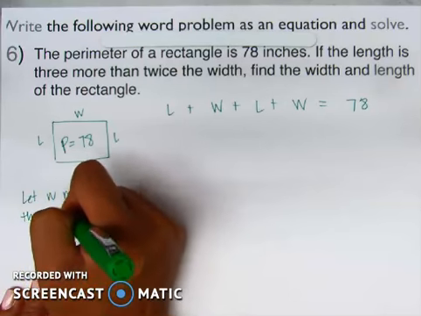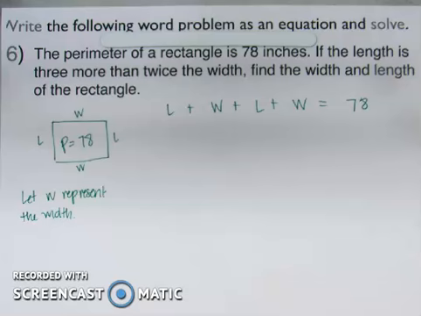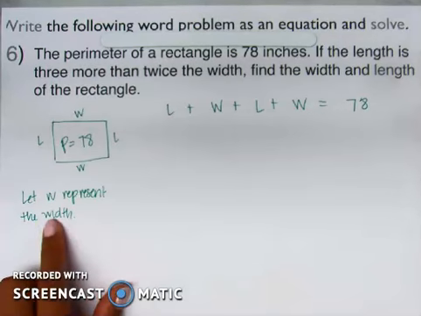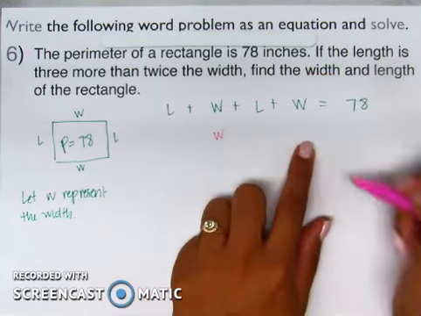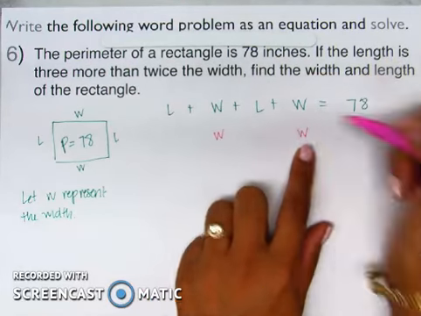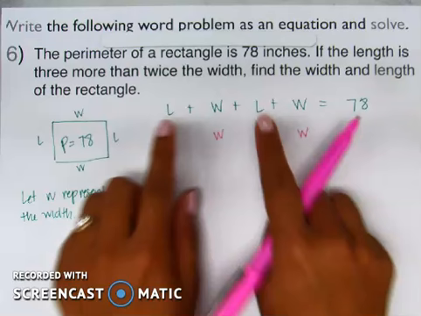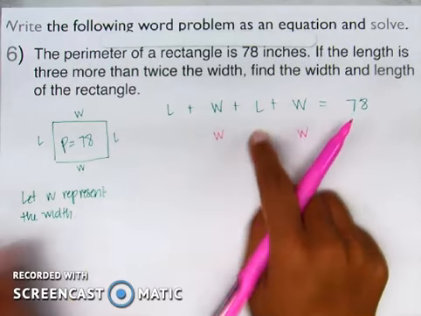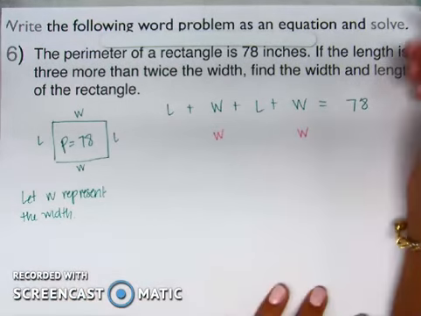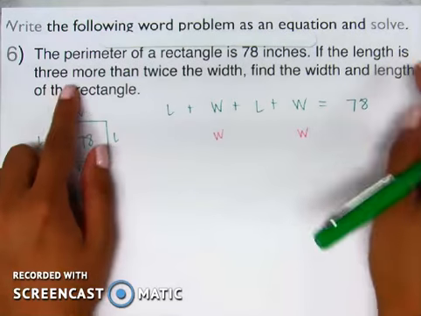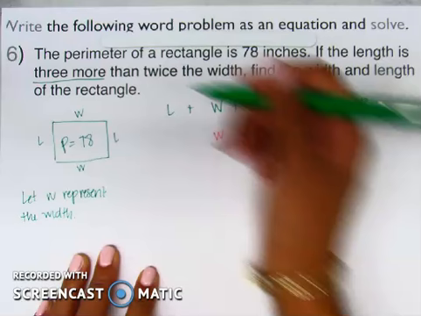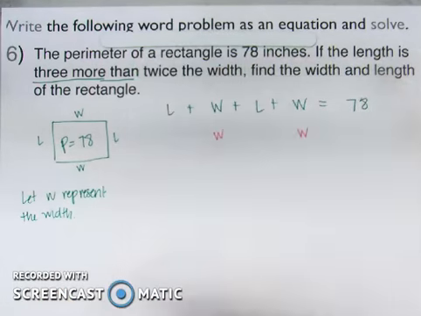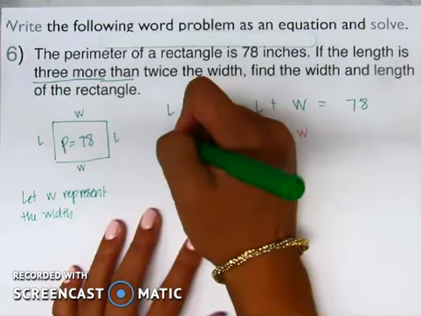So now that I have that, I'm going to go ahead and fill in what I know. Since I'm letting W represent the width, I'm going to go under the width and call it W, and call this width W as well. So all I need to do is figure out what I'm going to call L. So going back to the information, it says the length is 3 more than twice the width. So 3 more than makes me think that we're going to be adding 3. So I'm going to put plus 3.